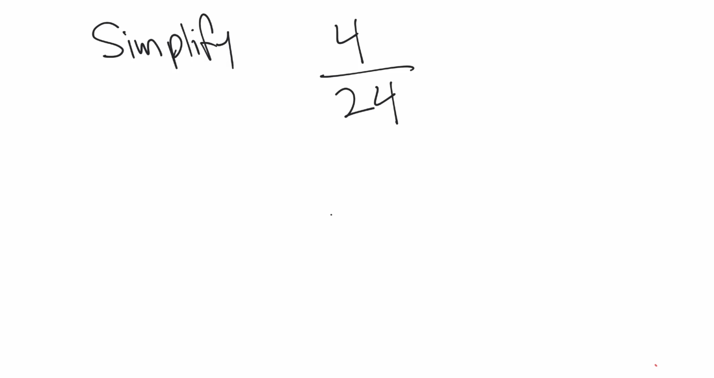The way you simplify fractions is you find things that you can divide both the numerator and the denominator by. So in this case, and you always try to do it by the biggest number possible. So the greatest common factor, I believe it's called.